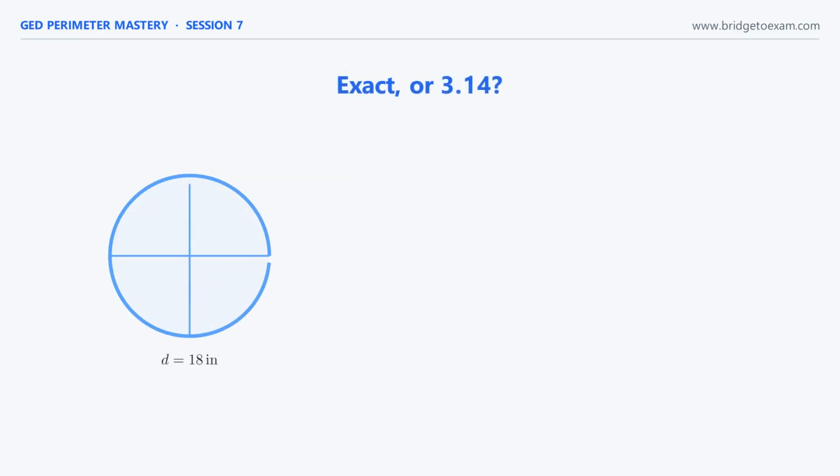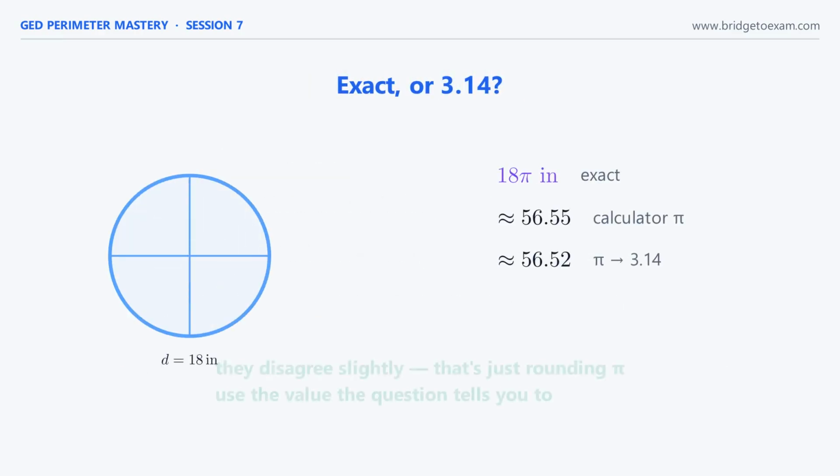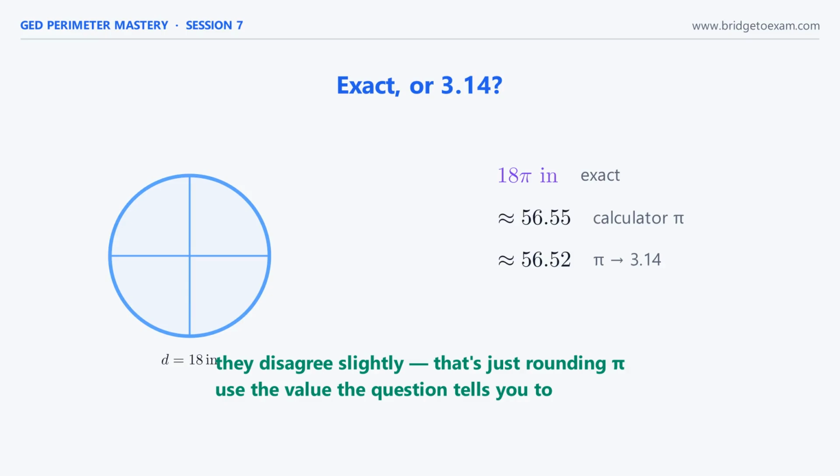A circular window has diameter 18 inches. Exactly, the circumference is 18 pi inches. Using the pi button on a calculator, that's about 56.55. Using 3.14, it's 56.52. Those disagree slightly, and that's fine. It's just rounding pi. Use whichever value the question tells you to use.